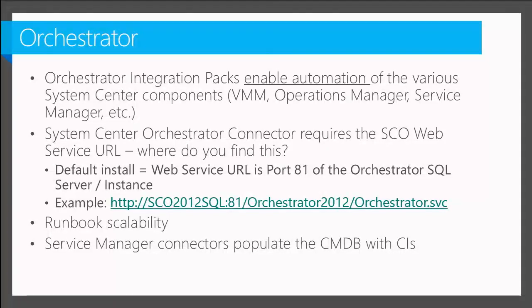So when we use the System Center Orchestrator connector in Service Manager, we need to use this web service URL. It gives you a hint on where to find that, and that's what allows the connector to talk to that. I talked about runbook scalability. And finally, as I'll depict later, these connectors populate the CMDB with configuration items.